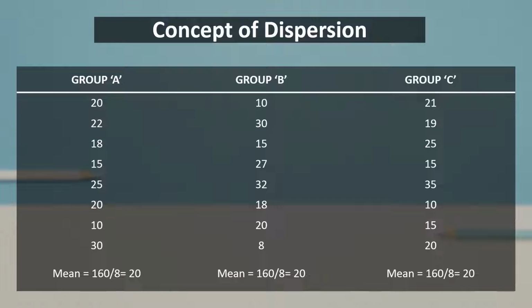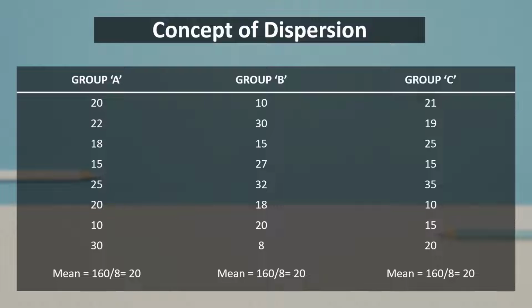In group A, the scores are 20, 22, 18, 15, 25, 20, 10 and 30. If you calculate the average score or the mean score of this group, the mean is the summation of x upon n. You add all these individual scores, which gives 160, and divide it by the total number, which is 8. So 160 divided by 8 is equal to 20. Accordingly, in group B also you add the 8 scores, which again gives 160, and the total number of cases is again 8.